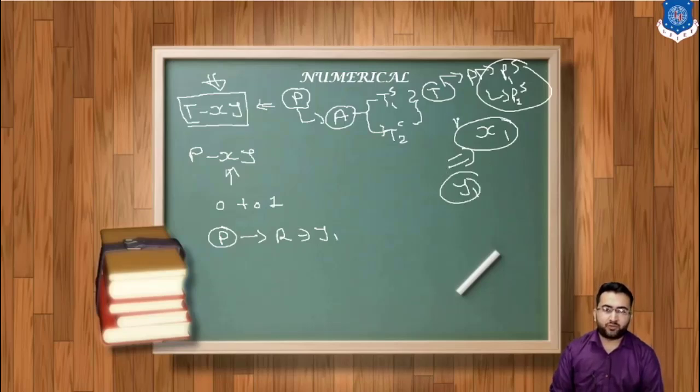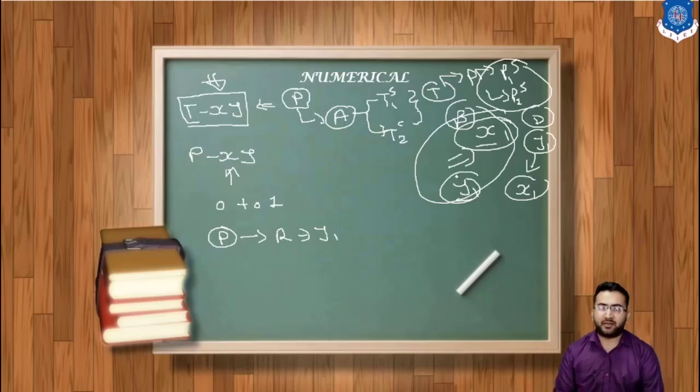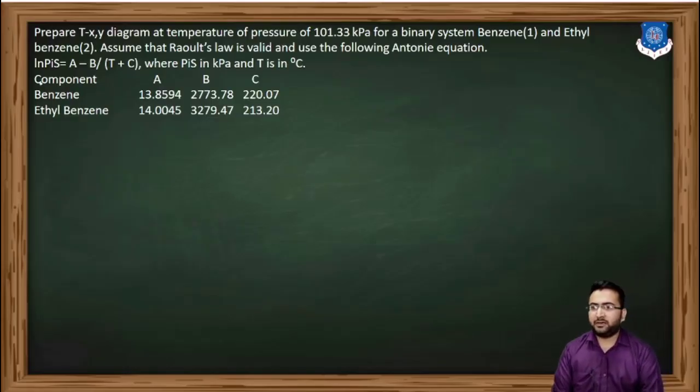So we use the bubble point equation to find X1, or instead we can also use the dew point calculation to find Y1 and put the value of Y1 in Raoult's law to get the value of X1. So there are two methods to find X1 and Y1. We are going to follow the bubble point equation method because it's quite simple compared to the dew point calculation method. So let's calculate this numerical.